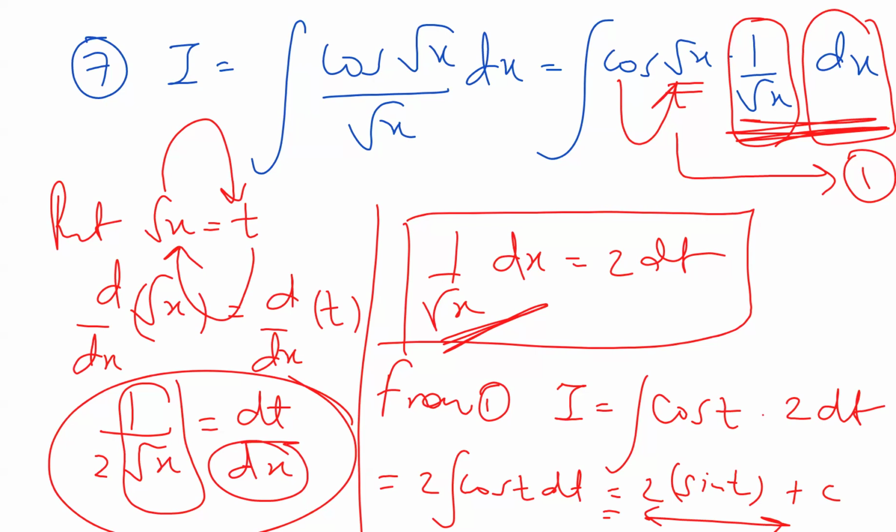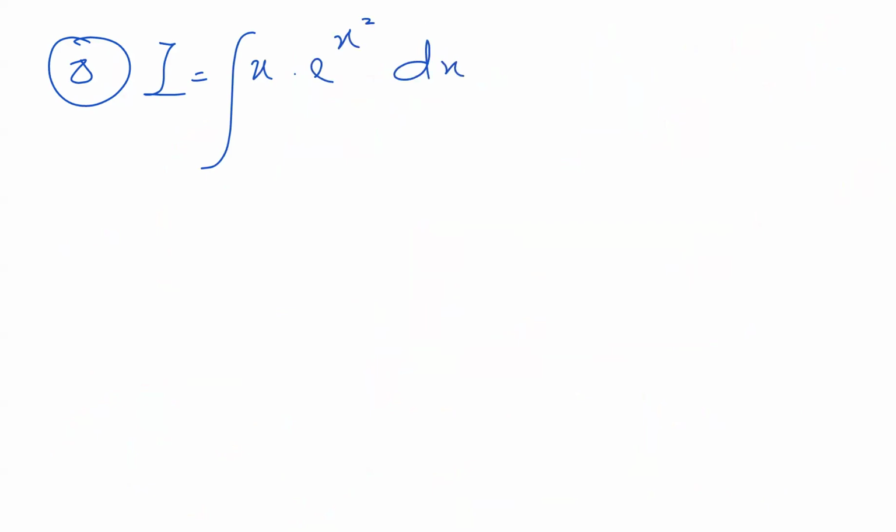Next question. Question number 8. Integration of x e raised to x square dx. Now the derivative of x square is present in the problem. Derivative of x square is 2x. 2 is a constant, so it's not really problem creating for us, but then that x is present in the problem. Okay. So I'll put x square equal to t.